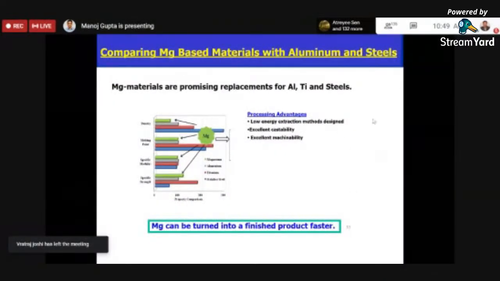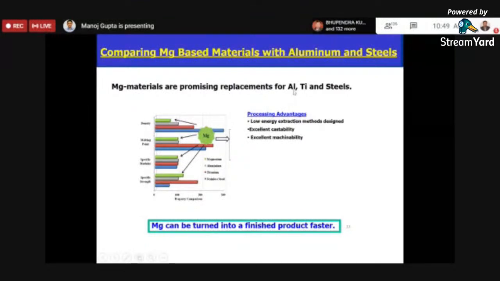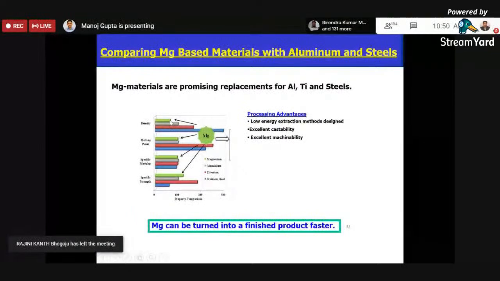Now, if you compare magnesium with the workhorses in engineering applications, aluminum, steels, and then titanium, you will see that it has the lowest density. So it's the most efficient in controlling global warming. It has the lowest melting point. So again, energy efficient. It has a specific modulus similar to all these elements, and it has a specific strength higher than aluminum and only lower than titanium, but titanium is very expensive.